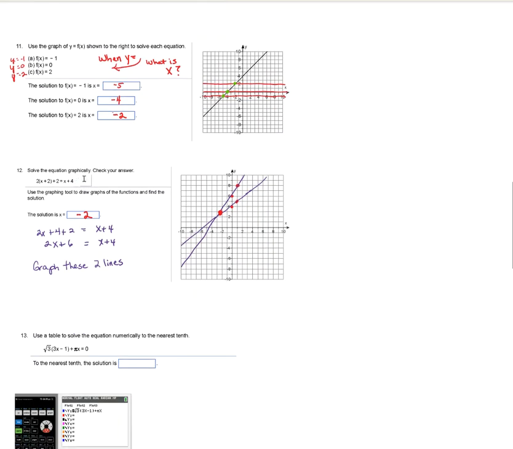On this one, solve it graphically. So use the graphing tool to draw graphs of the functions and find the solution. On the left side, you would have 2x plus 6. On this side, you would have x plus 4. So here is x plus 4. Here's the 2x plus 6. You graph those two lines. They should intersect where x is -2. It'll be a little easier to do that on your computer.